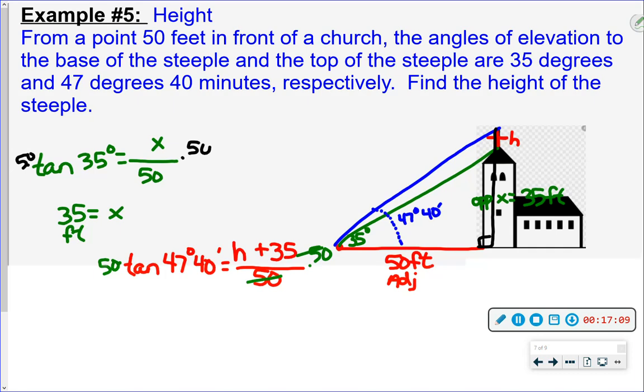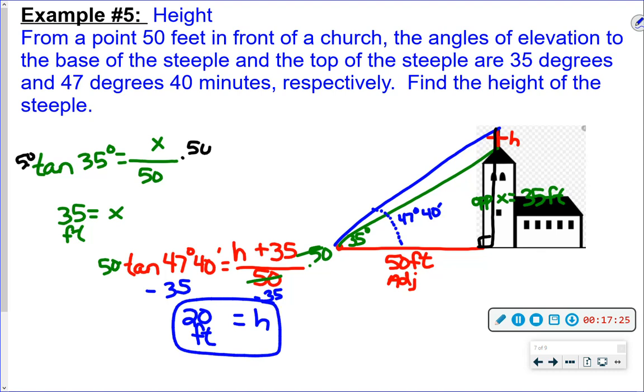And then you would have to subtract the 35 off, just to be left with the height of the steeple. All right, and I literally just typed that in my calculator just as it appeared. I didn't do anything fancy with it. You end up with 20 feet. So this is probably one of the tricky problems because you do have multiple right triangles in the picture. Careful on that one.